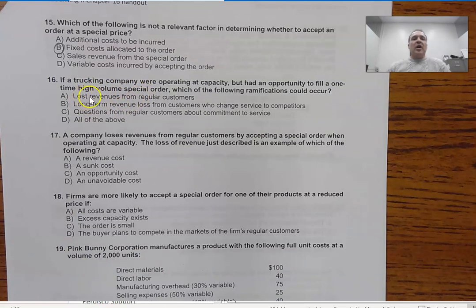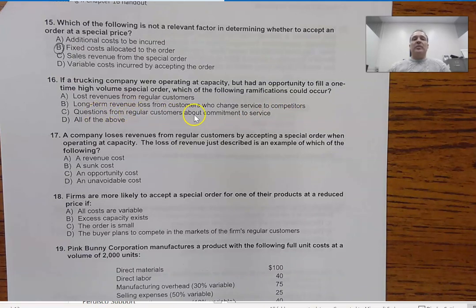Okay, lost revenues from regular customers. Absolutely, this is a true statement, because if we're already at capacity, anything we do on top of that, we're going to have to cut something else out. So there's something that we can't do. So think about what kind of cost that is. B, long-term revenue loss from customers who change service to competitors. Yeah, you can't fill my order. I'm going to have to go somewhere else.